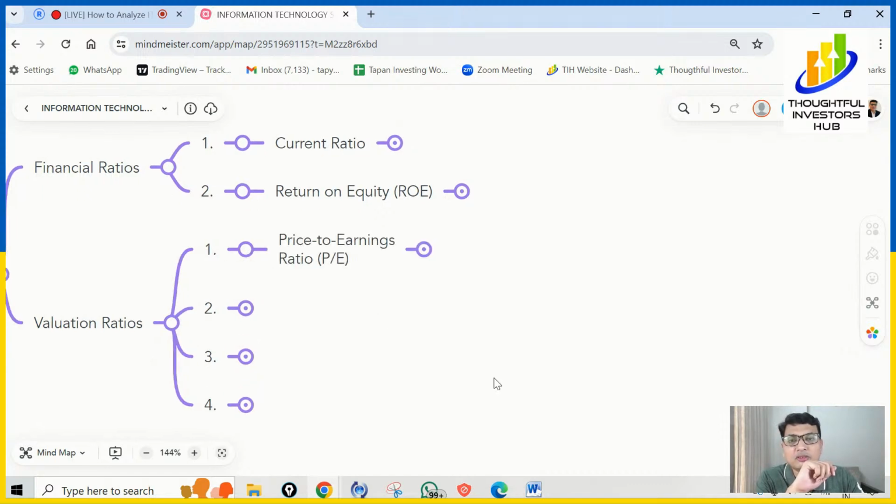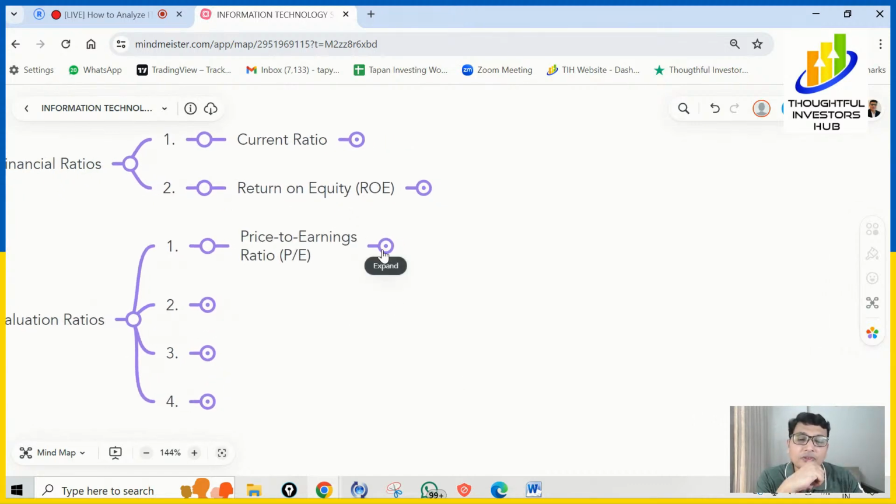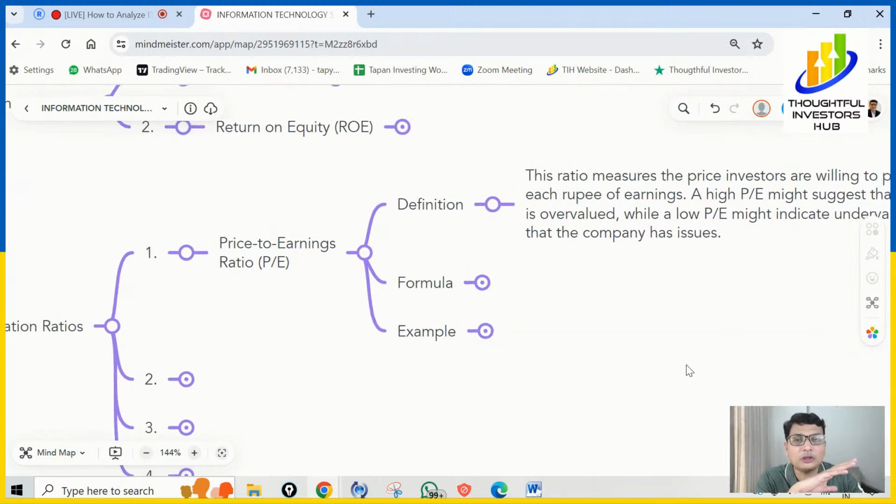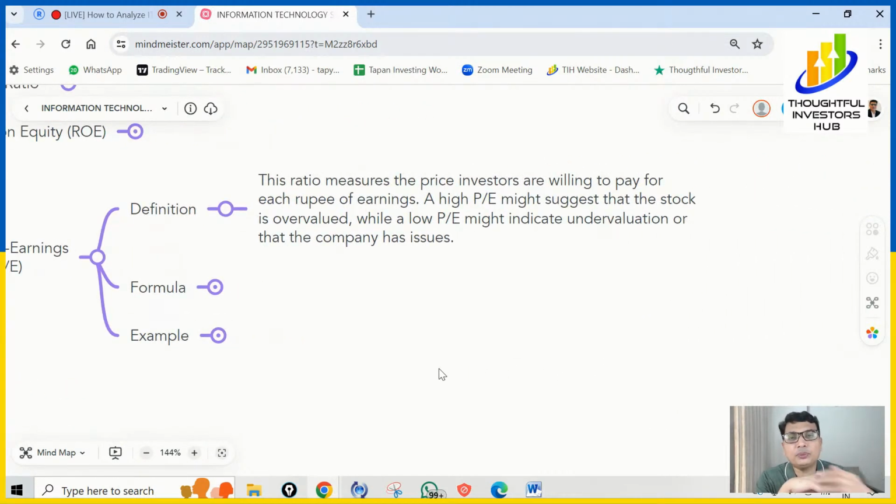So when we talk about valuation ratios, first is the PE ratio. Mostly you guys know what the PE ratio is, but it's simple. The PE ratio measures the price investors are willing to pay for each rupee of earnings. A higher PE might suggest that the stock is overvalued. A lower PE might suggest it is undervalued or the company has an issue. अभी देखो, it's very subjective in nature. Okay, first let me tell you the definition, then we'll talk about that. So it's simple: current stock price divided by the EPS.